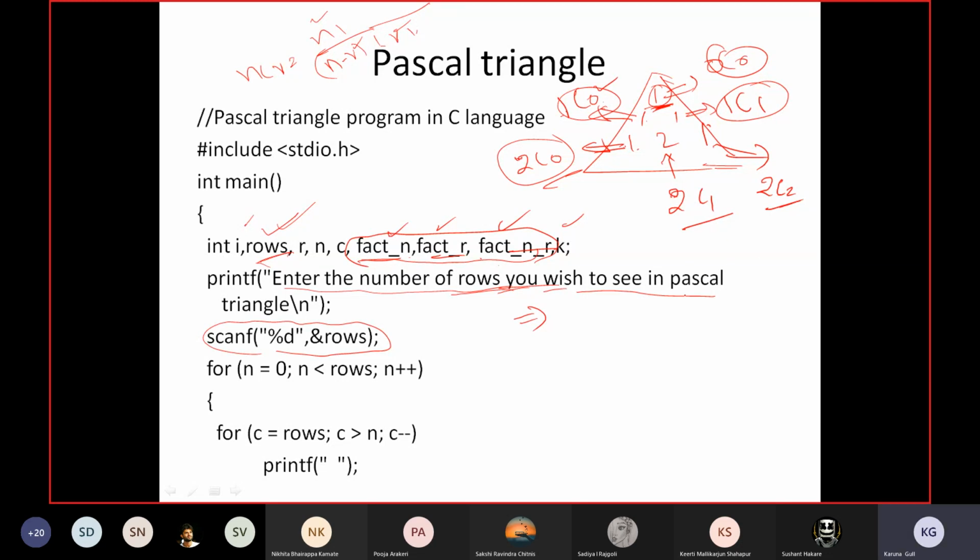If you are interested to print a pattern, something like this, what do I have to remember? How do you print a pattern?